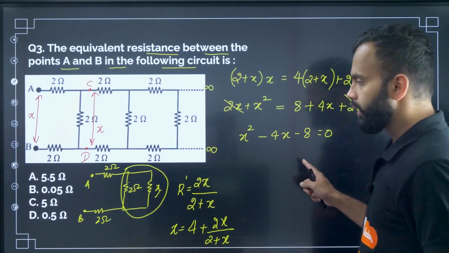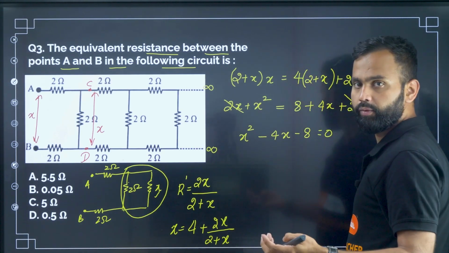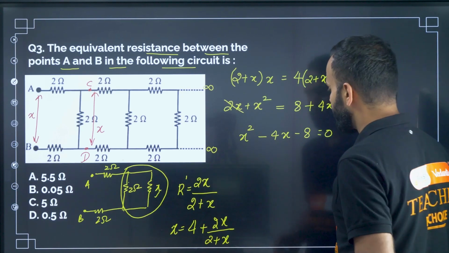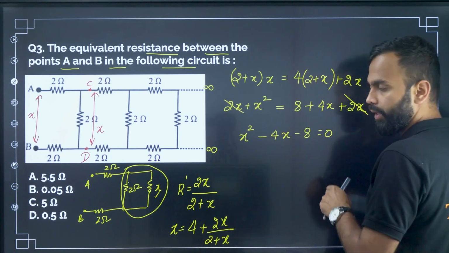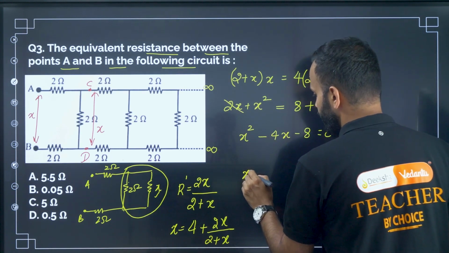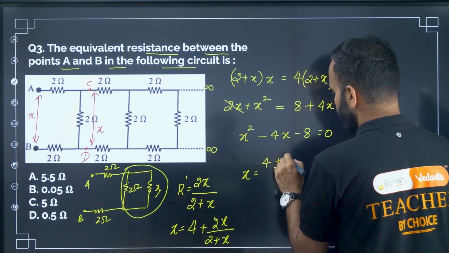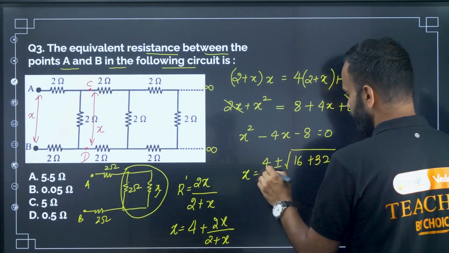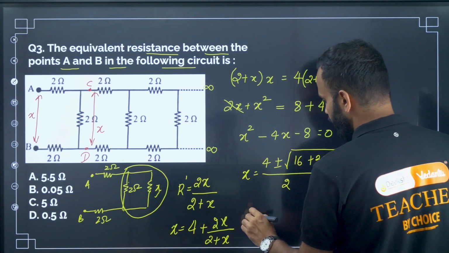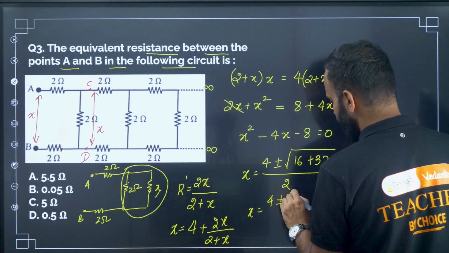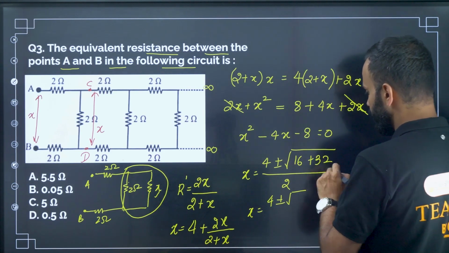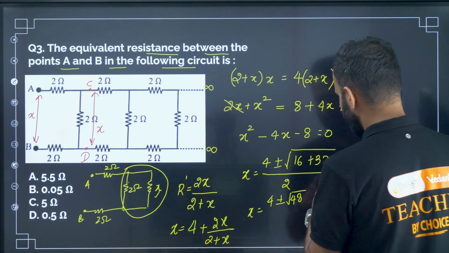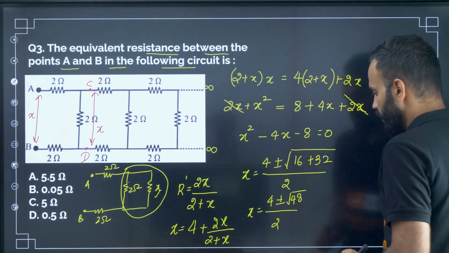Now this is a quadratic equation. Solve. Here you know the formula, x equal to minus b plus or minus root of b square minus 4ac by 2a. Here a equal to 1, b equal to minus 4, c equal to minus 8. So now x equal to 4 plus or minus root of 16 plus 32, that is 48, divided by 2.